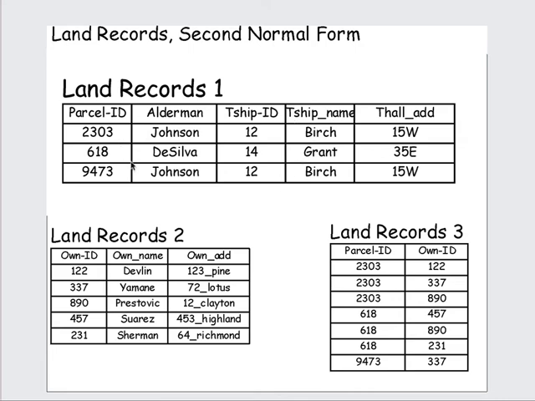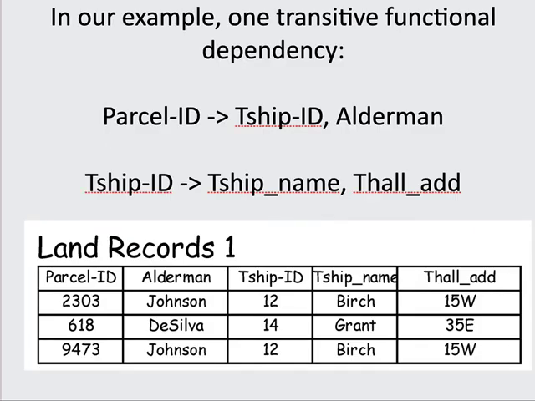These are directly dependent on this, but they're also dependent on these. So I got to split that table further, right? So this just shows you parcel ID, I know the township ID and alderman, that's a functional dependency. Township ID, I know the township name and town hall address. That's a functional dependency. So this is the definition of a transitive functional dependency. Go back through this if you don't understand that, because it's pretty key here in understanding what's going on, why some of these tables are atomized more than you think they would be.